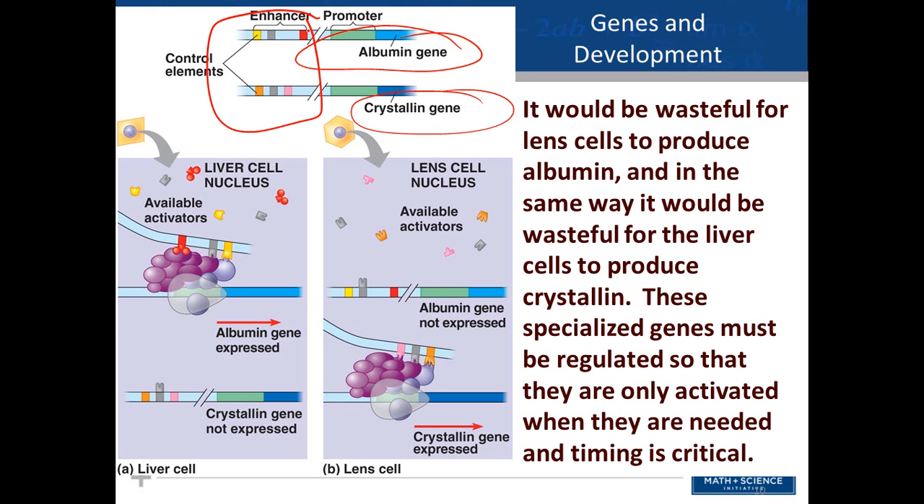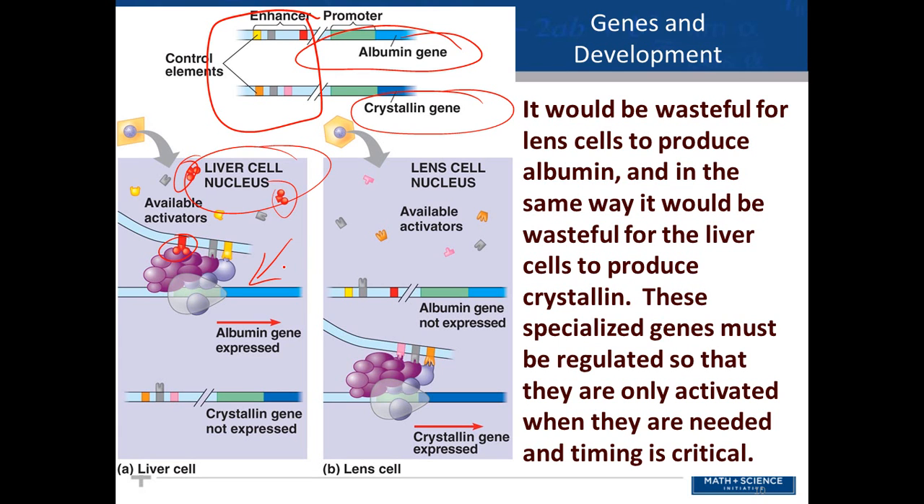Now, you know that there are transcription factors that can be used to activate certain genes or inactivate certain genes. So we want to examine that as we go through this process. As you can see with this little diagram, we have a liver cell, and here are transcription factors that are necessary to activate the albumin gene.